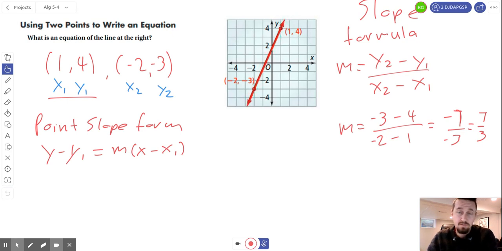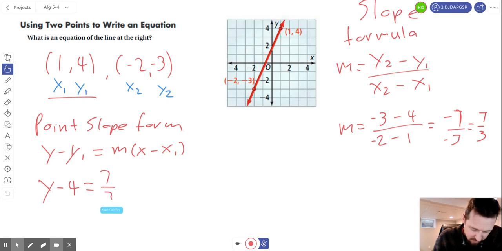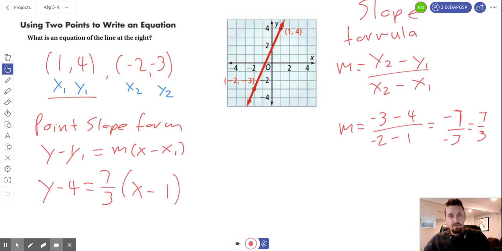I use my 2 points to find the slope, and now it's a very simple problem of putting everything where it needs to go. So y minus y1 is 4, m is 7/3, x minus x1 is 1. So be careful, make sure the numbers go in the right spot, and everything will work out great. Try a couple of those where you get the 2 points. Remember your slope formula, and then we'll look at a couple word problems.